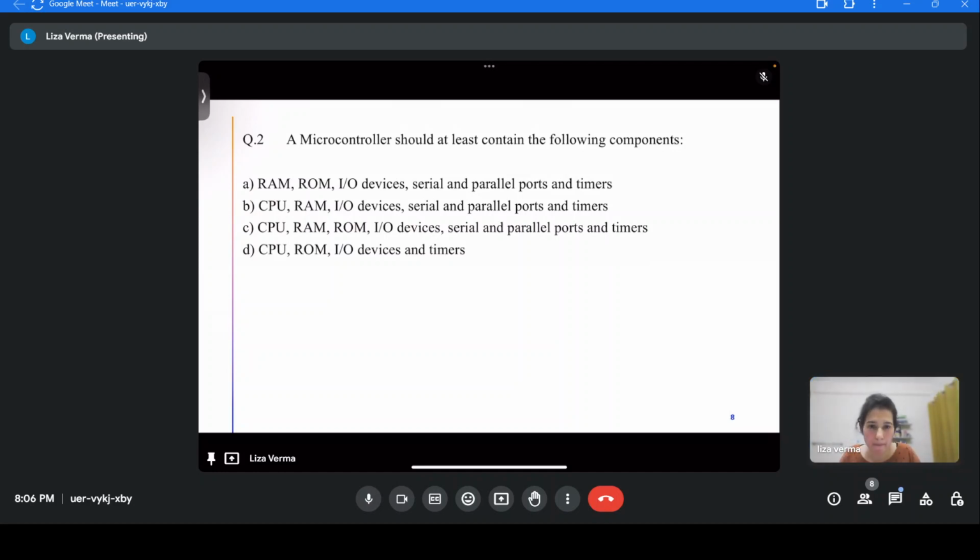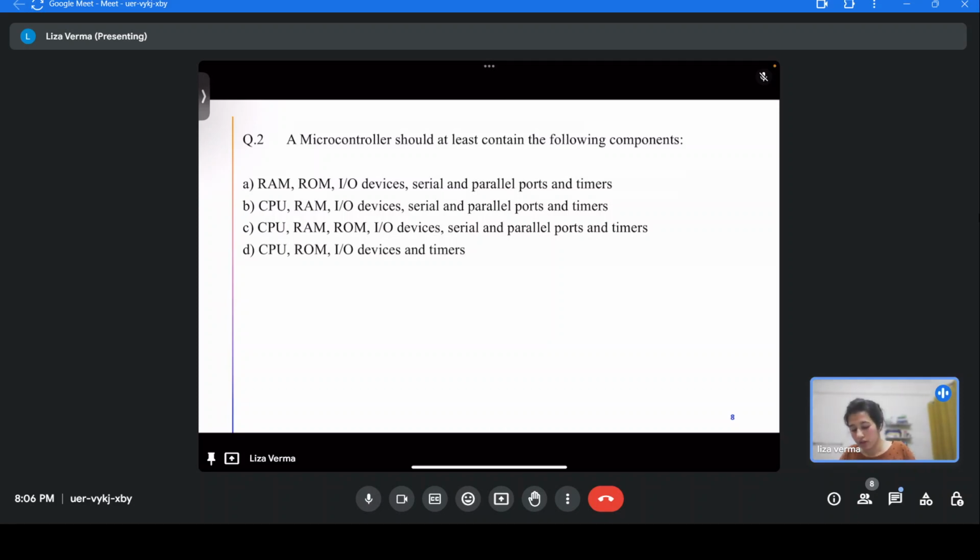Option C. Sure, C. Someone raised the hand. C is correct. Someone raised the hand. Do you have a question? No?